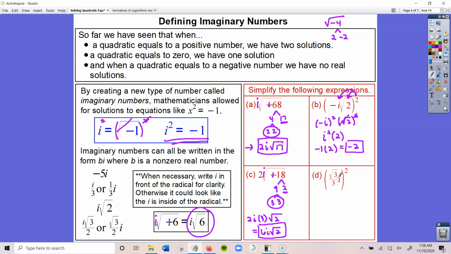In this final example here, we have the square root of 3 over 3i, and all of that is getting squared. So I'm going to apply this exponent to the numerator, to the denominator, and to the i. So this is like saying square root of 3 squared over 3 squared times i squared. And what that gives me when I work this out, this just cancels with this, so 3 over 3 squared, which is 9, and then i squared is -1. 3 over 9 can be simplified to 1/3, and 1/3 times -1 is -1/3.